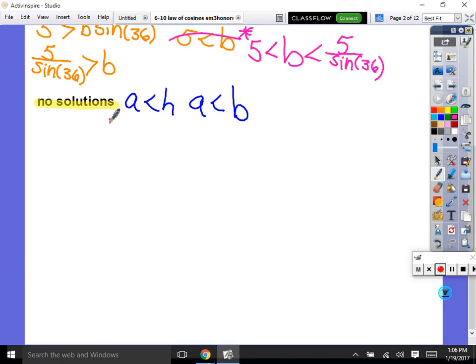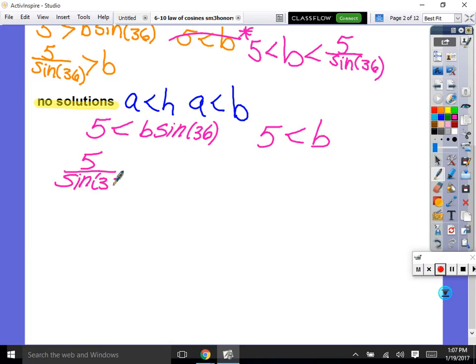Then, no solutions. Let's put in what we know. If 5 is less than our height, which we need to write in terms of B, so that was B sine of 36. And if 5 is less than B, so if 5 over sine of 36 is less than B, and 5 is less than B, aren't these both less thans? Okay, so we are not going to need to list both, because one of them is going to be greater than the other, if that makes sense. So calculate that decimal. 5 divided by sine of 36. Type it in your calculator. 8.5 approximately.